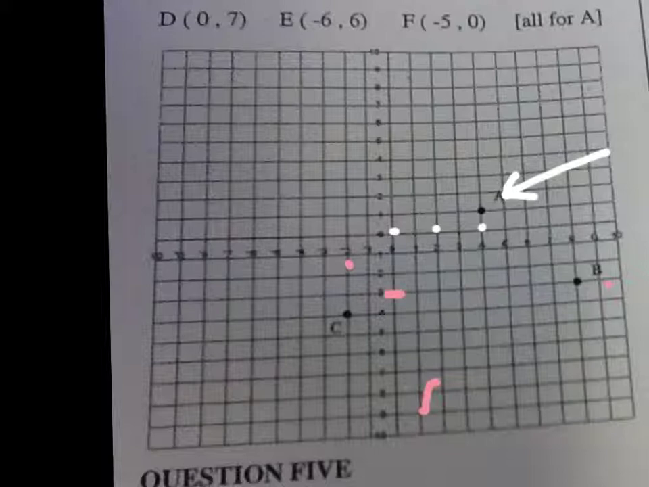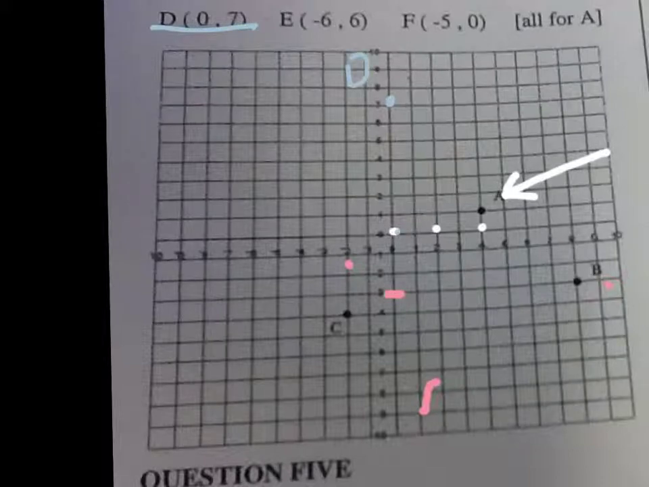Alright, first thing we need to get to is we're going to plot D, 0, 7. The 0 means that we're not moving along the x-axis, which means we're still starting on this point here. And then we're going up to y is 7. So along 0, up 7. That point there is my D.